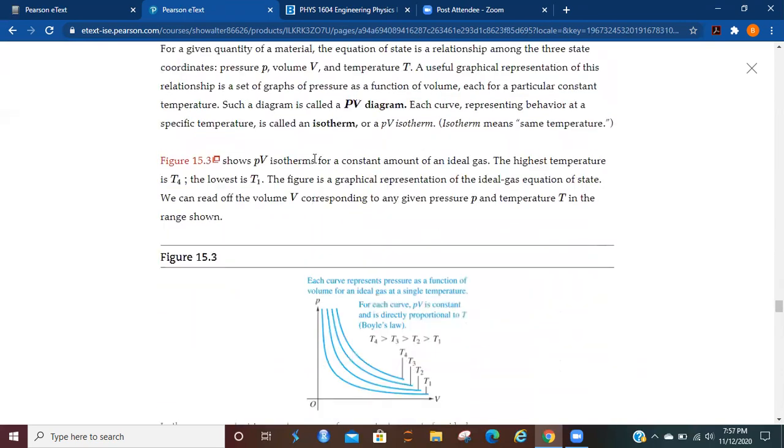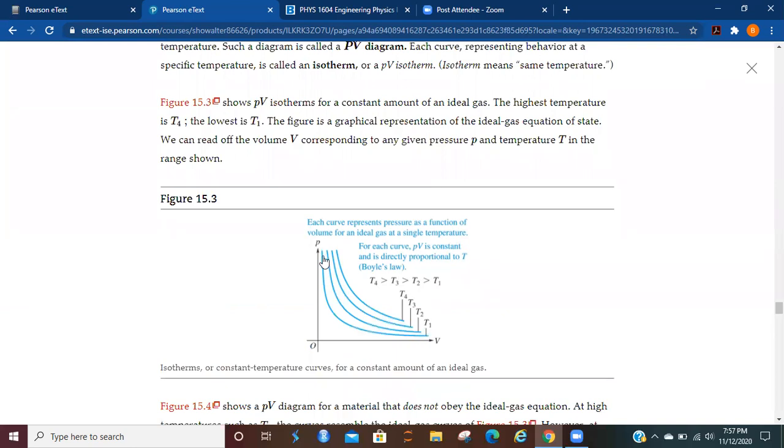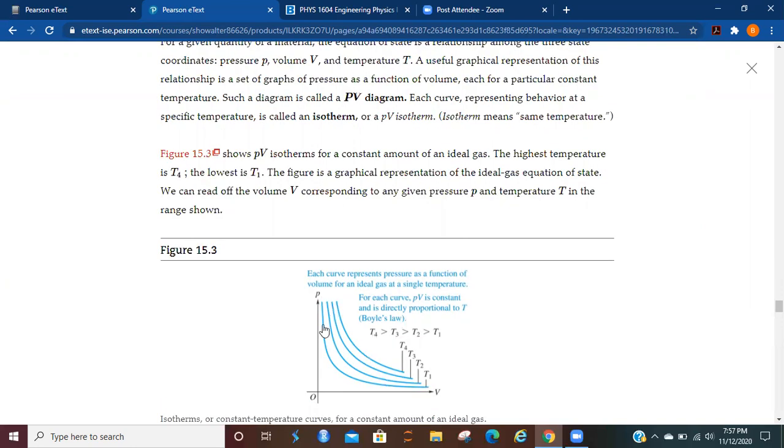So, PV diagrams. The equation of state is a relationship among the three coordinates, like we discussed up to this point: pressure, volume, and temperature. If you hold the temperature constant and you let the pressure and the volume vary, you can draw a line that looks like this. As a matter of fact, you can draw several of them. Depending on what the temperature is, the line will adjust accordingly.